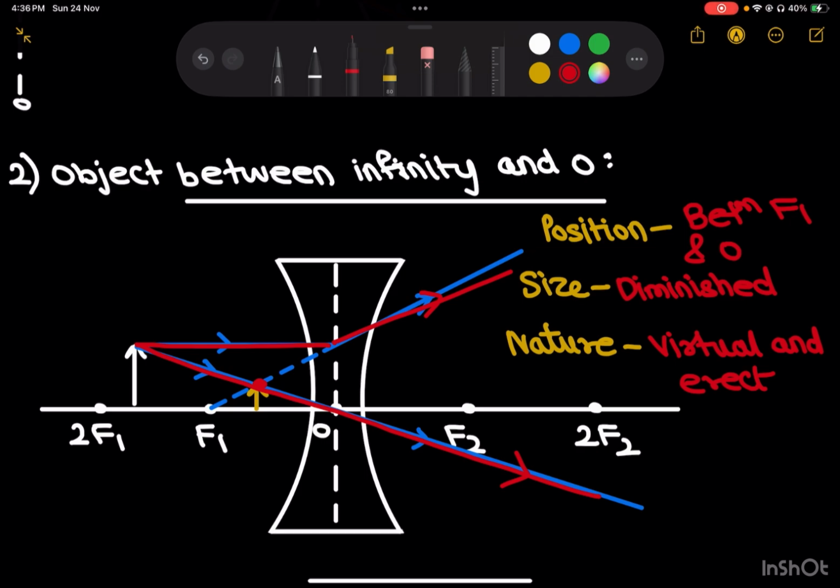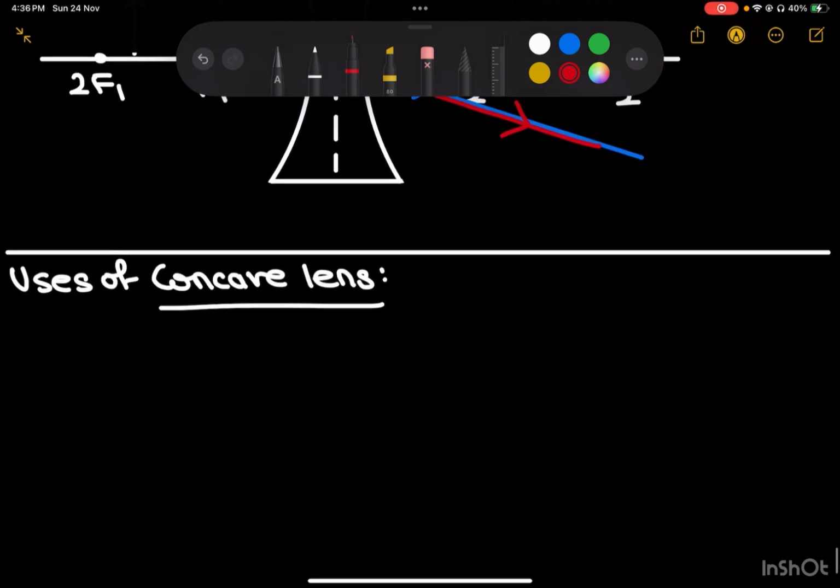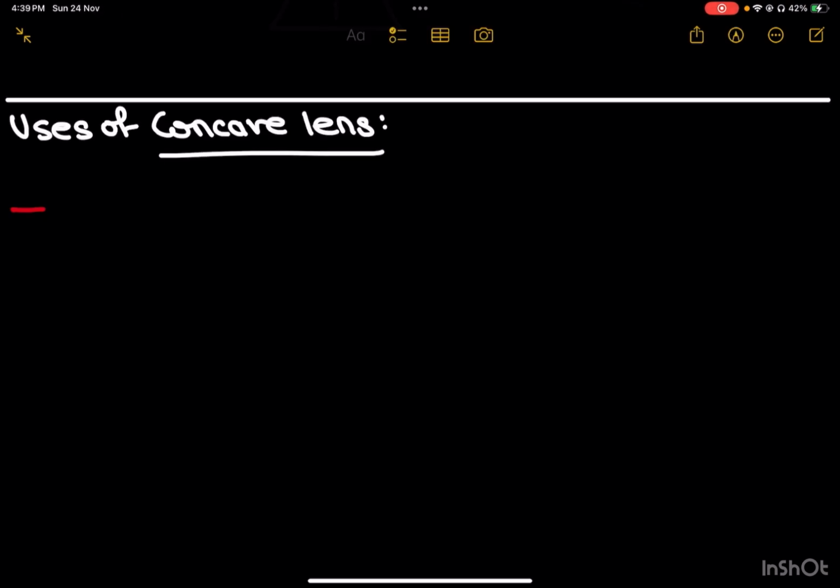Easy to understand because you have already studied mirrors, right? So now we'll just look at the uses of concave lens. Very simple. The first use is that concave lenses are used to make the peepholes or the door viewers, right?